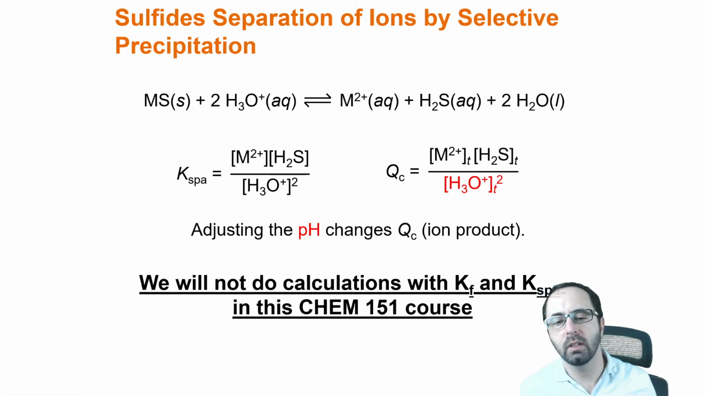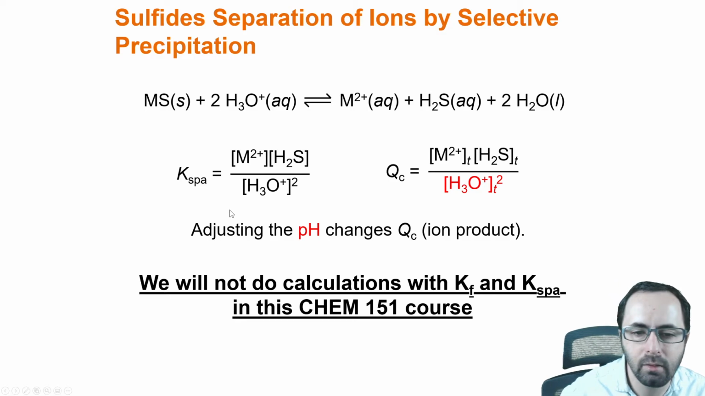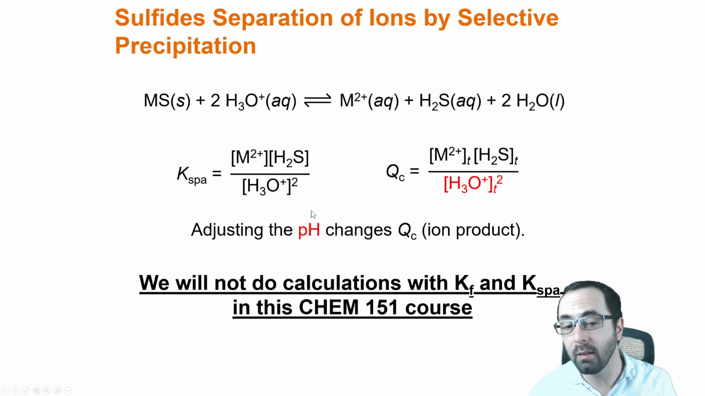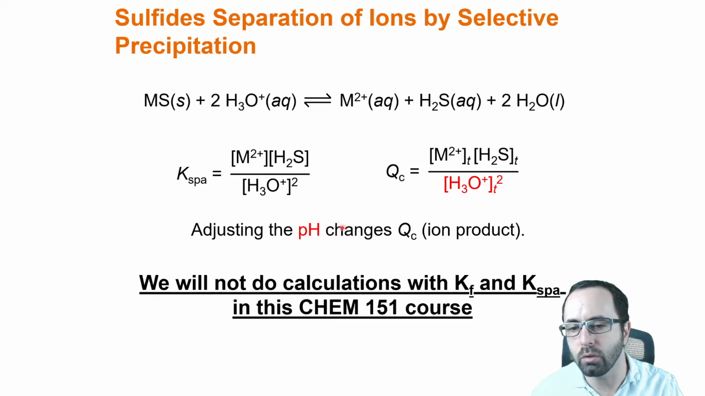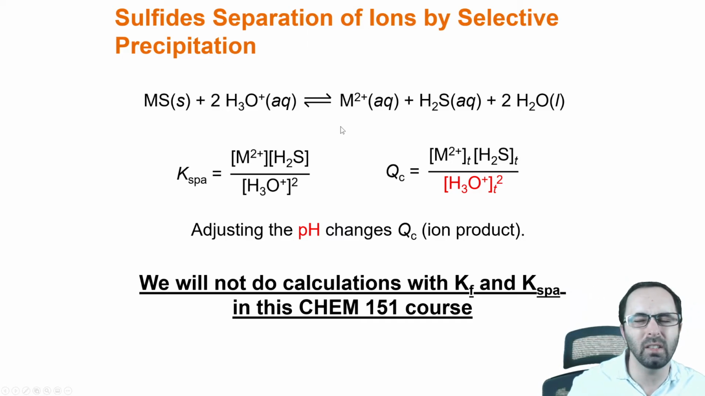Now, your book goes into significant detail about separation of ions by selective precipitation with sulfides. And this gives its own special K, which is called the KSPA, solubility product in acid, related to sulfides. So adjusting the pH will change the ion product in the case of those sulfide solids that are dissolved in acid. Your book goes into a lot of detail about that.